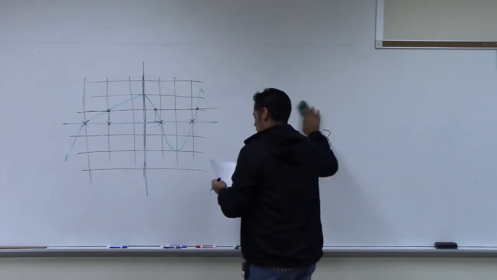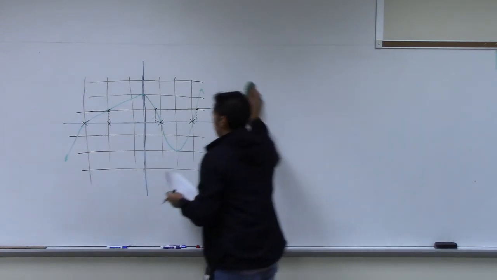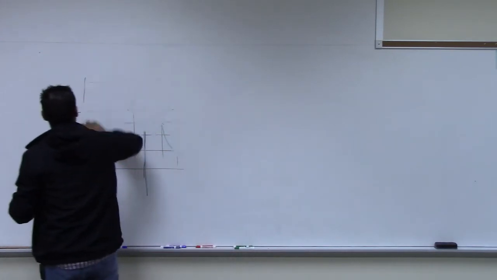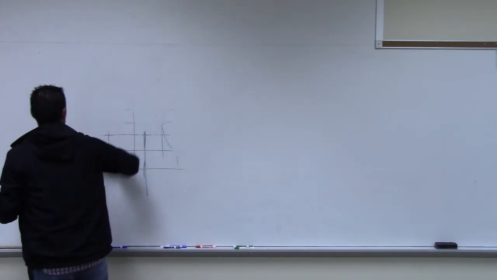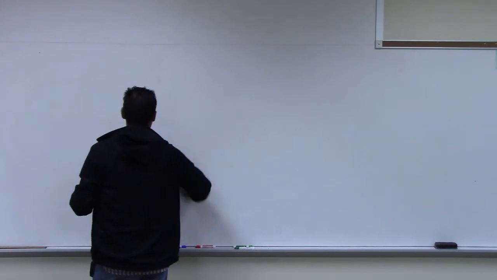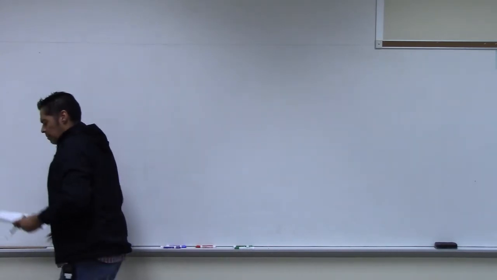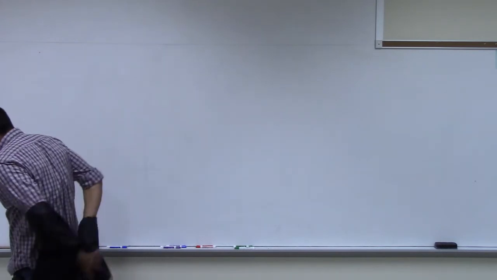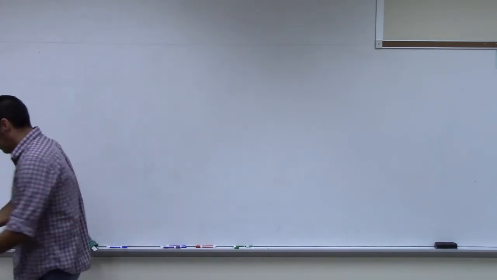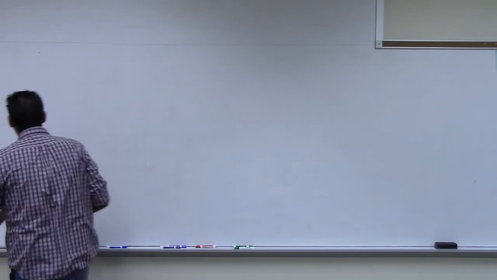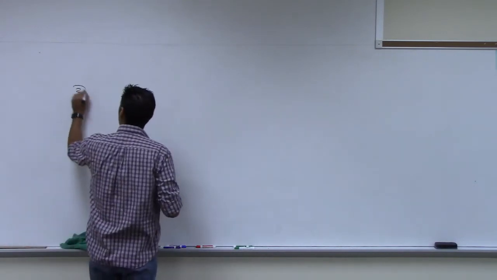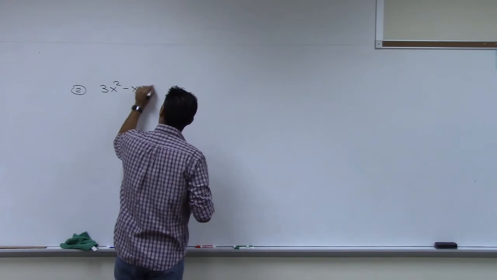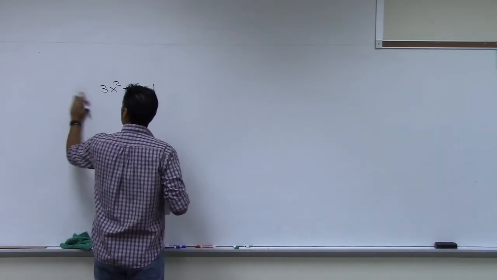All right, let's look at number 2. Number 2, what we're going to be doing is evaluating a function. So I give you a function, I ask you to plug various things into it. Do y'all remember doing this? I mean, we did do this. Okay, so 3x squared minus x plus 1 is the function. I forgot to put f of x in front of this.